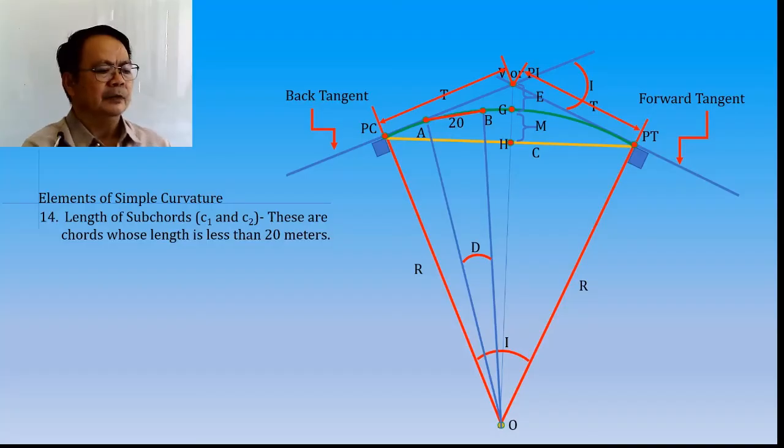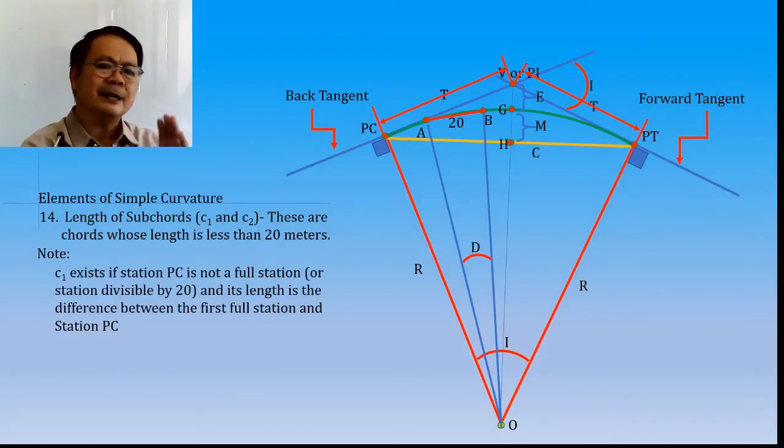Next, we have the length of the sub-chords, C1 and C2. Kung meron tayong full chord, meron din tayong tinatawag na sub-chords. These are the chords whose length is less than 20 meters. Kapag ang length niya is less than 20 meters, ang tawag sa kanya sub-chord. Pero ang tanong, kailan nagkakaroon ng sub-chord at bakit mayroong sub-chord?